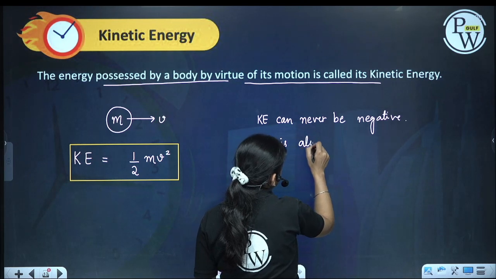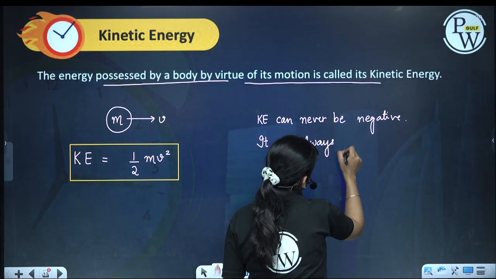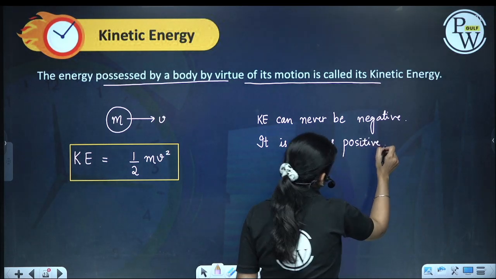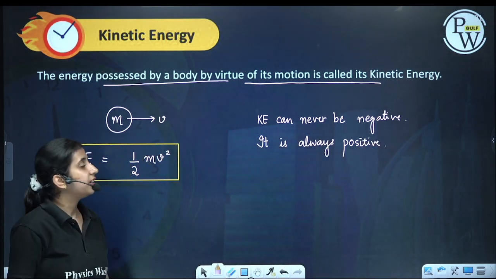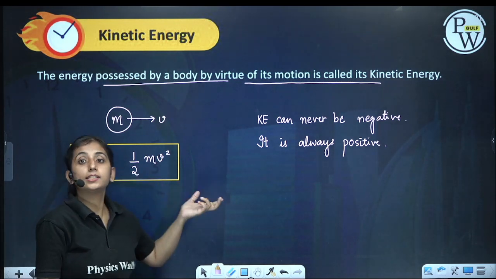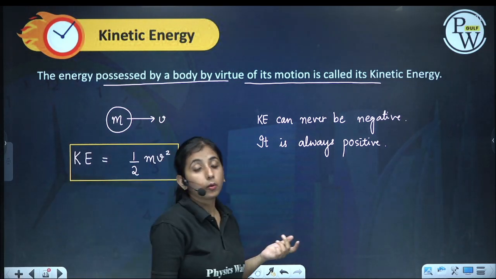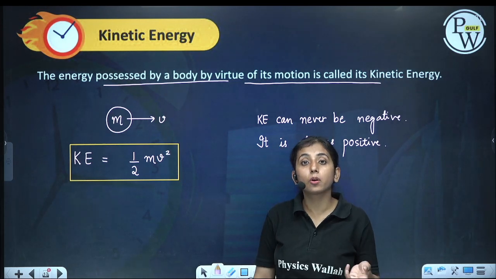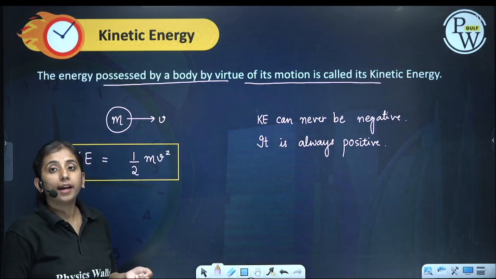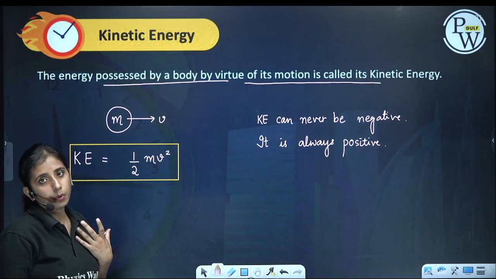It is always positive. Kinetic energy can never be negative, it is always positive. Mass can never be negative, and velocity squared, the square of a number, can't be negative. So kinetic energy can never be negative, it is always a positive number.